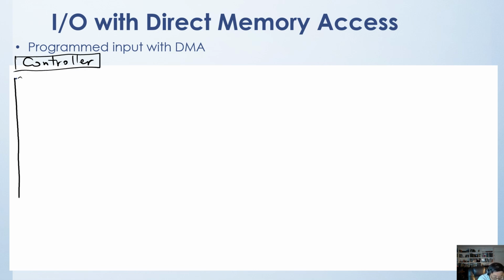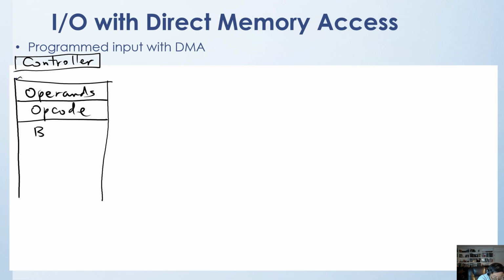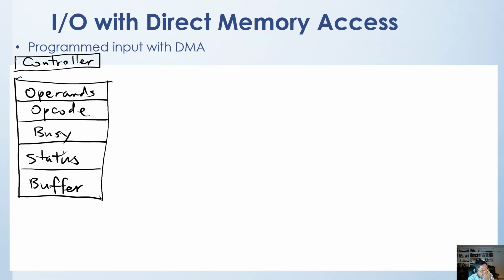And the controller has a couple of registers: operands, opcode, busy register, status register, and the buffer. So remember, the controller has the capability of issuing an interrupt. Okay, so now here's the I/O device.